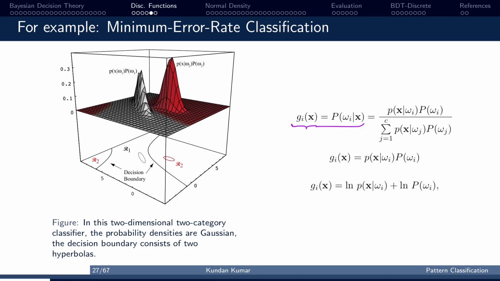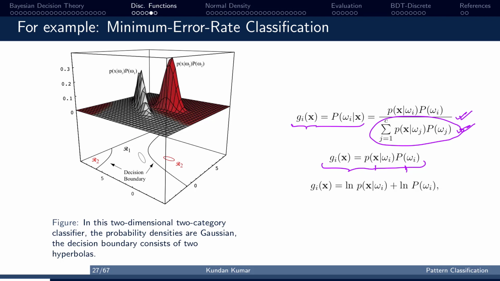Using the Bayes rule, we can substitute this value, and here all the probabilities are in multiplication and division, which is difficult to handle. The denominator part will not contribute anything to the decision, so it can be omitted. So we have the discriminant function as the likelihood times the prior probability. Here these two terms are in multiplication, and addition is always better than multiplication.